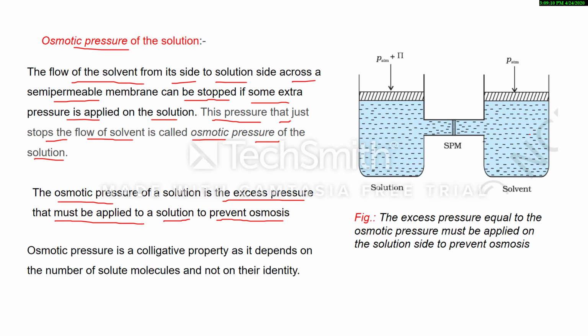Now just see the diagram. In this case, this is solvent, this is solution, and this is SPM, the semi-permeable membrane. Here is the atmospheric pressure. If only the atmospheric pressure is there, then the solvent molecules will pass from this side to this side. But if we want to stop this flow, then we apply pressure on this side to stop this process, and this pressure is known as osmotic pressure. So the excess pressure equal to the osmotic pressure must be applied on the solution side to prevent osmosis.